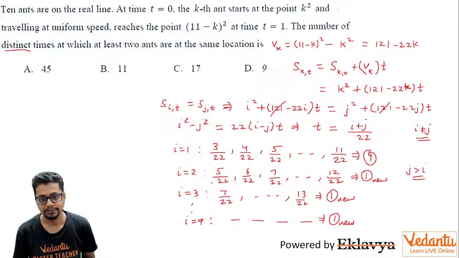So that means there are 9 time instants that we have got while considering i equal to 1, and there are 8 more new time instants, one in each case, when I consider i to be 2, i to be 3, so and so forth up till i to be 9, and I will not count repeating time instants more than once. So that means 9 plus 8, 17 is the answer. C is the answer. A beautiful question. Thanks for listening.